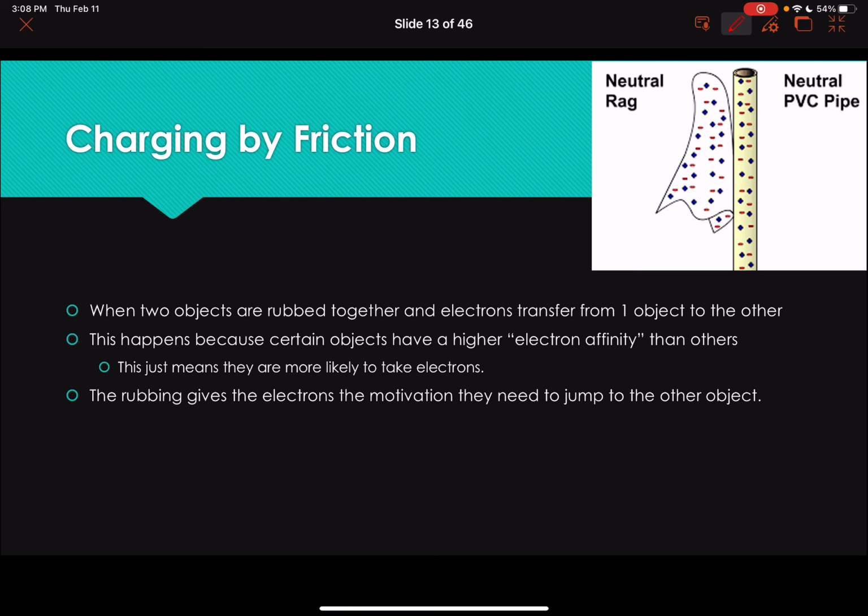We have a special kind of charging by conduction. It's called charging by friction. So conduction is anytime we have direct contact with each other. And so charging by friction is when we have 2 objects, they can actually be both neutral. However, one object might have a higher, something called electron affinity. It just means it's more likely to take electrons. It wants the electrons more.